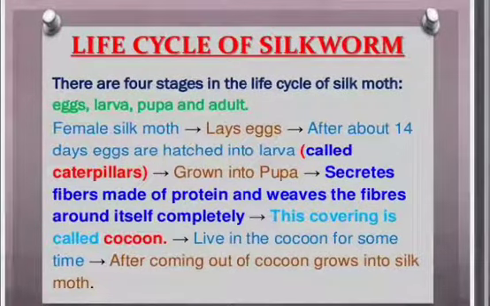Life cycle of silkworm. There are 4 stages in the life cycle of silk moth: eggs, larva, pupa and adults. The female silk moth lays eggs, then after about 14 days, the eggs hatch into larvae called caterpillars. Then this grows into a pupa which secretes fiber made of protein and weaves the fibers around itself completely. This covering is called a cocoon. It lives in the cocoon for some time. After coming out, it grows into a silk moth.